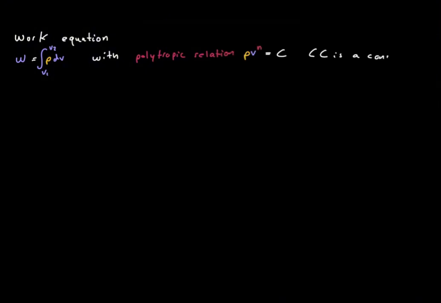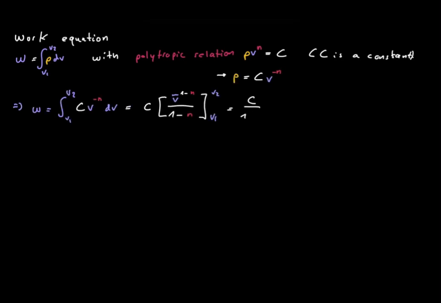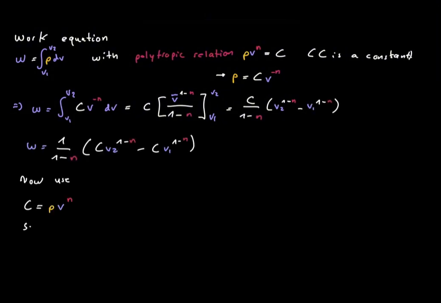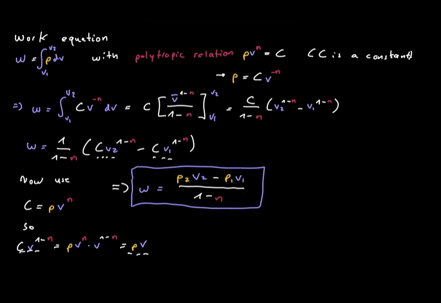Now let's connect this to work. The boundary work is the integral of pressure with respect to volume. For a polytropic process, pressure times volume to the power n is constant. So pressure can be written as a constant times volume to the power minus n. When we insert this into the work integral and integrate, we get the polytropic work equation. The work equals (P2V2 minus P1V1) divided by (1 minus n). This lets us calculate compression or expansion work directly.